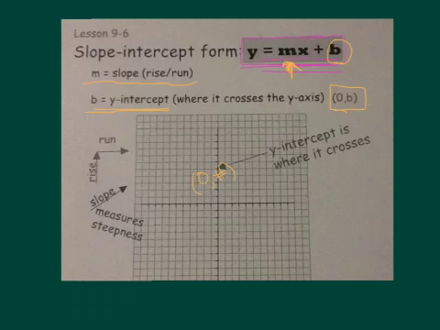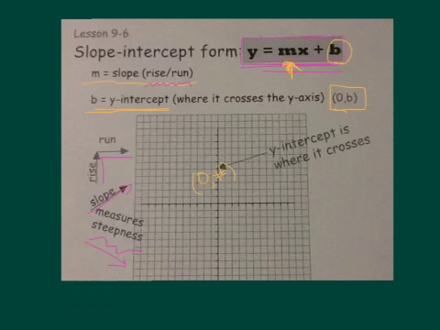Don't forget that slope measures the steepness of the graph. This example right here is a positive slope. It's going up to the right. If we had a negative slope, it would be going down to the right. Slope again is your rise over run. So looking at that fraction, rise over run for the slope.